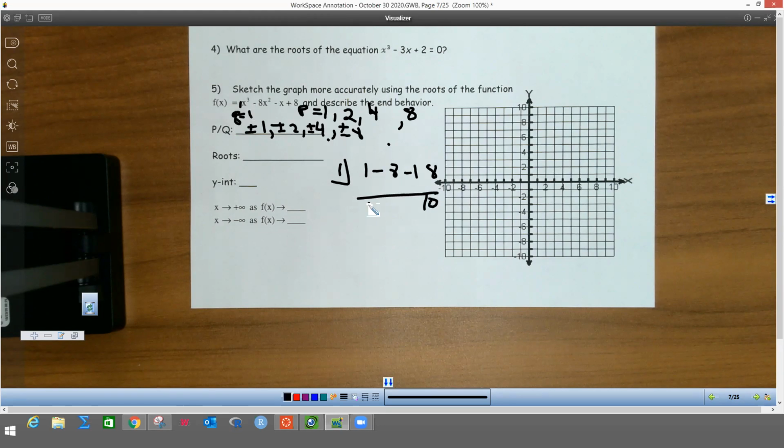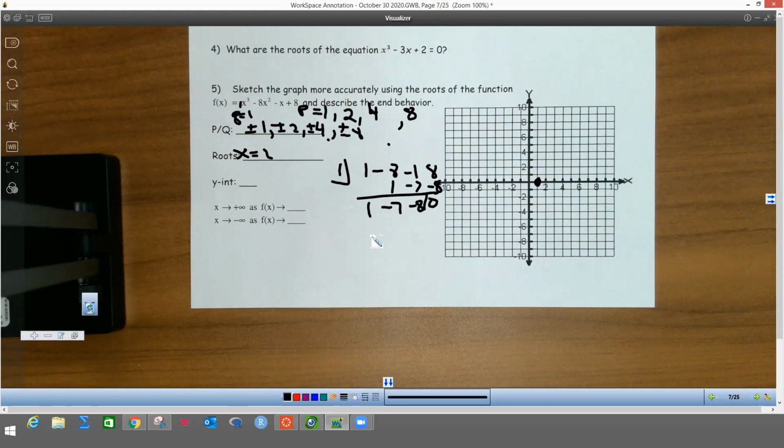So I'm going to bring the first number 1 down. I take 1 times 1 and stick it under there, and I get negative 7. 1 times negative 7 is negative 7, that gives me negative 8 there. And 1 times negative 8 is negative 8. That does give me 0. So one of my roots is x equals 1, which tells me there's a dot right there at 1.